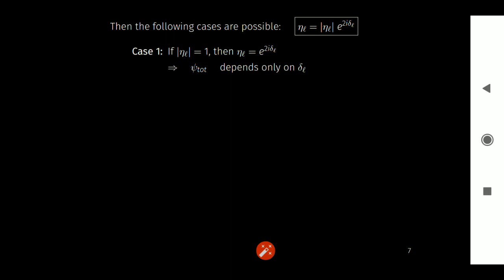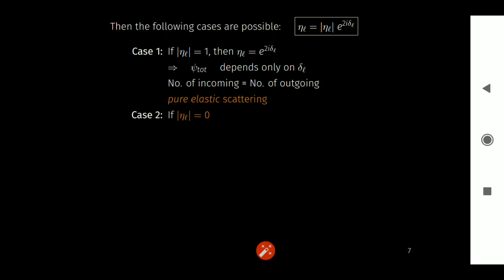What does it mean? It means the number of incoming particles equals the number of outgoing particles. So there is no change in the number of particles. So this is a case of pure elastic scattering. So when η_L equals 1, that represents pure elastic scattering. The second case is when η_L equals 0.